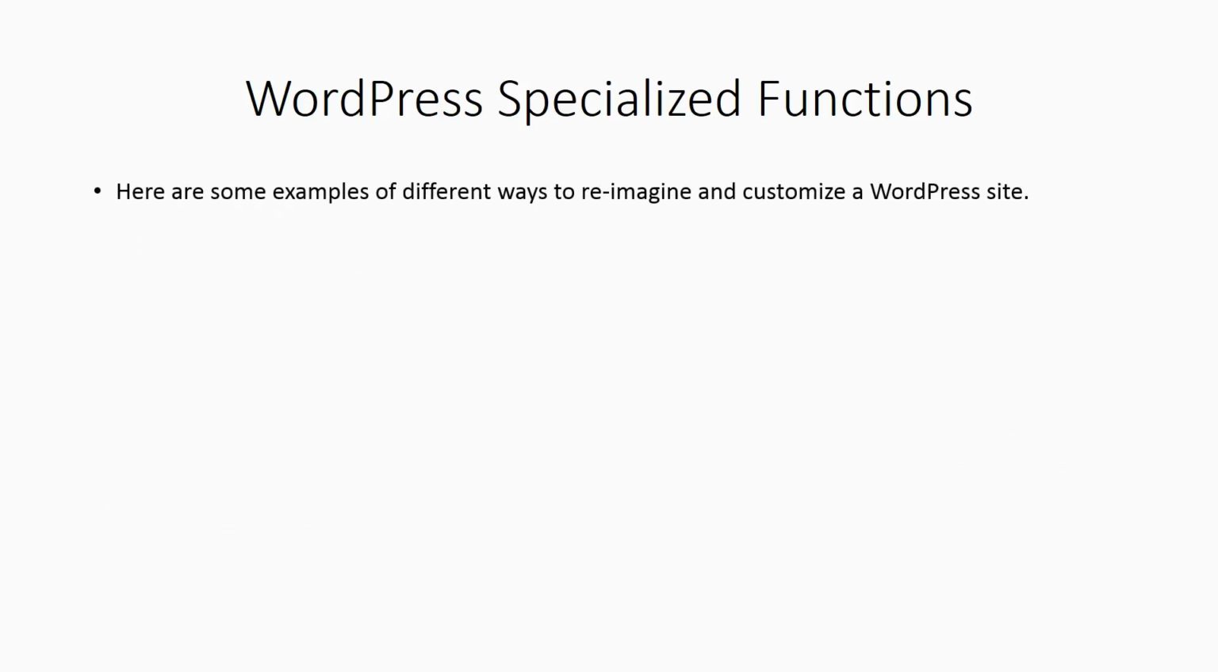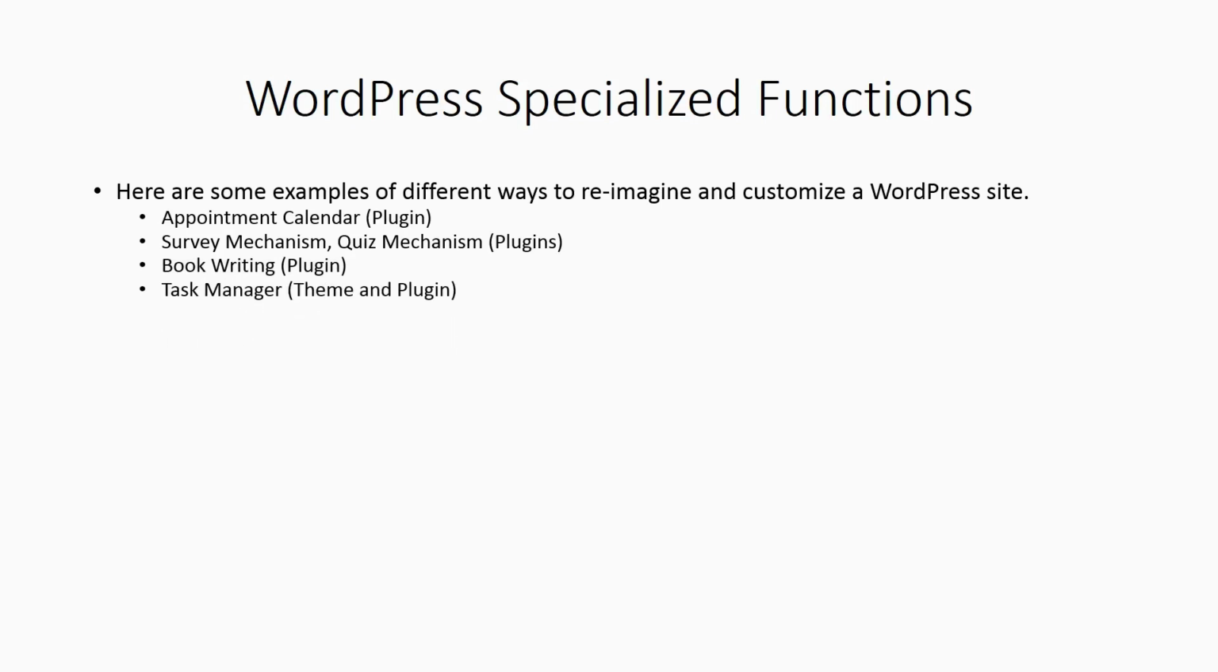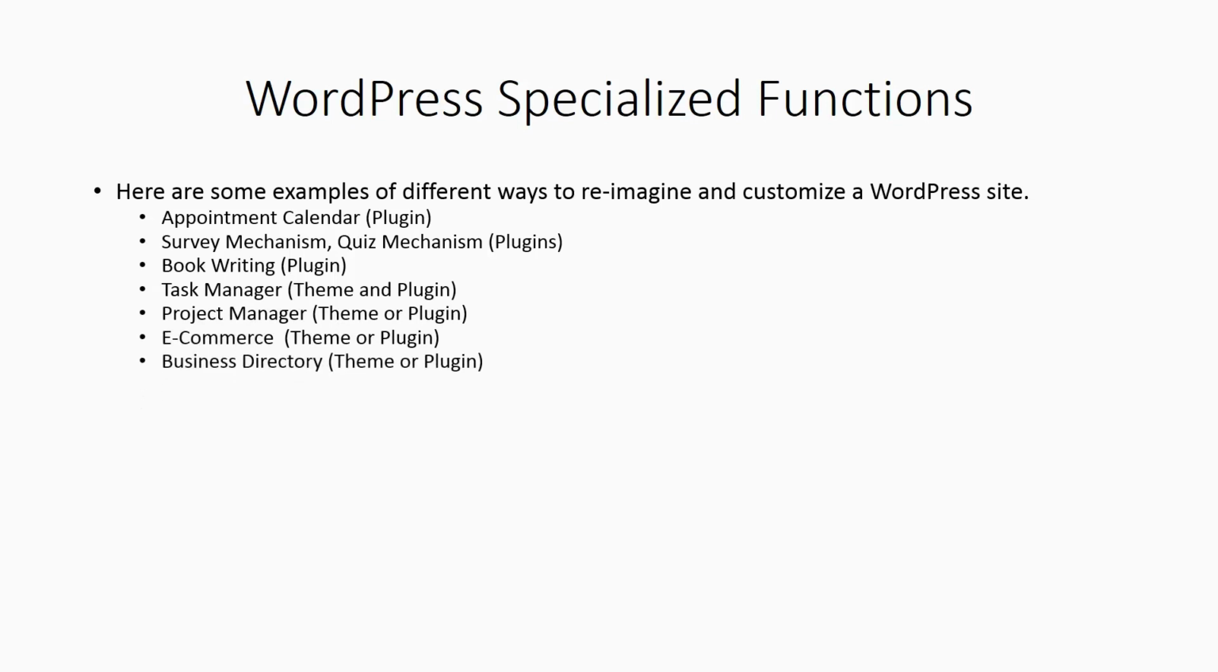Now, here are some examples of different ways to reimagine and customize a WordPress site. You can purchase plugins that will turn your site into a survey mechanism or a quiz mechanism. You can even purchase a plugin that will turn your site into a book writing process. You can turn your site into a task manager using a theme and or plugin, a project manager, an e-commerce site, a business directory, a coupon site, a job board, or even an auction page.